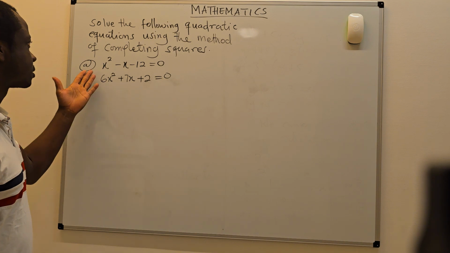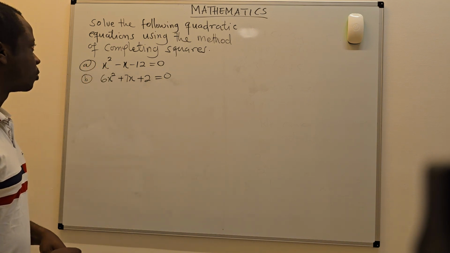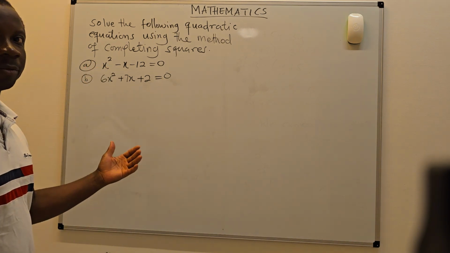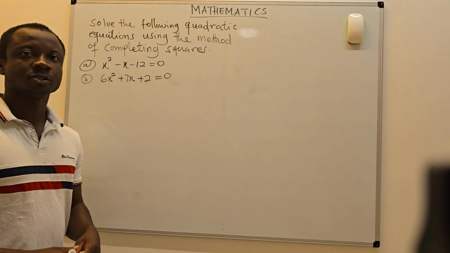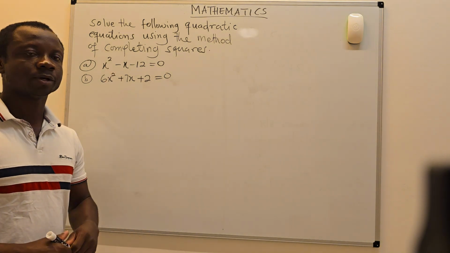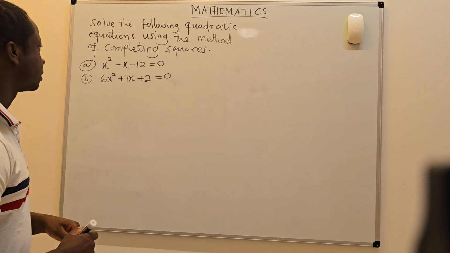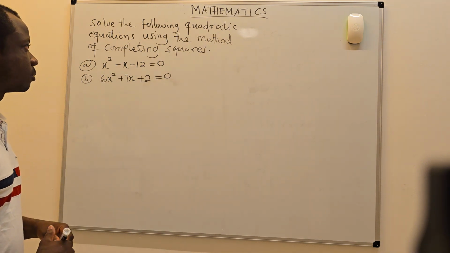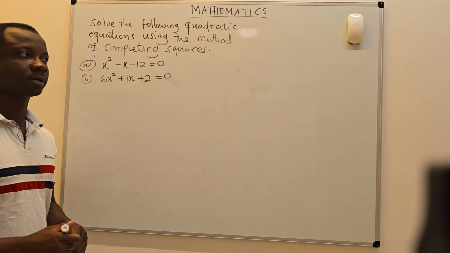So looking at this, it is quadratic. We are going to solve it. There are different methods that can be used to solve this equation, and one of them is the method of completing squares. So let's start with the first one. When you are done, we will go with the second one.